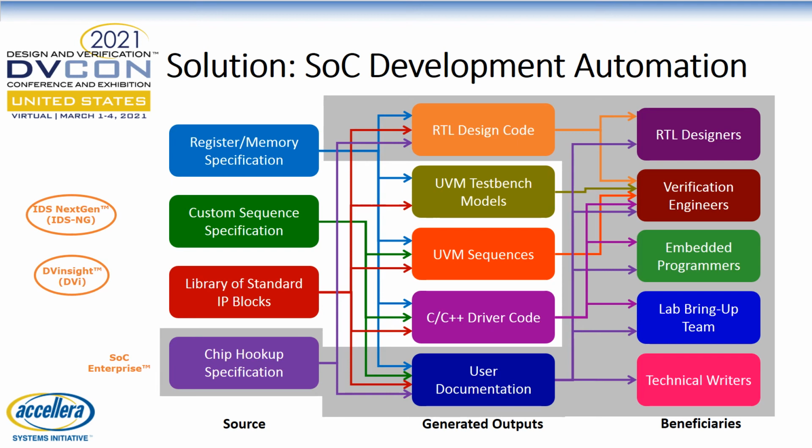There are two additional products that sort of overlay this flow. IDS NextGen, or IDS NG, is a common front end for the entire flow and for all the different tools. And DV Insight is a checker and editor for SystemVerilog and UVM code.